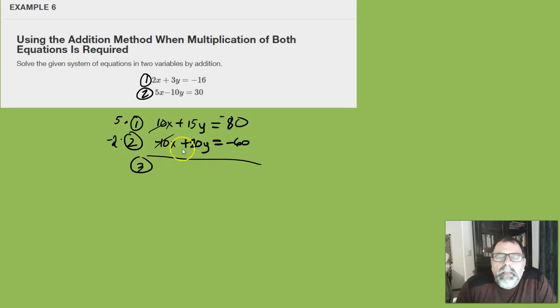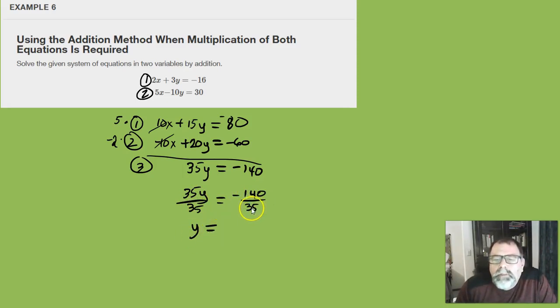We add, those cancel. We get 0x. 35y equals negative 140. Now we're going to divide both sides by 35. And then we get y equals, what's that? 3, 4, 4, negative 4.